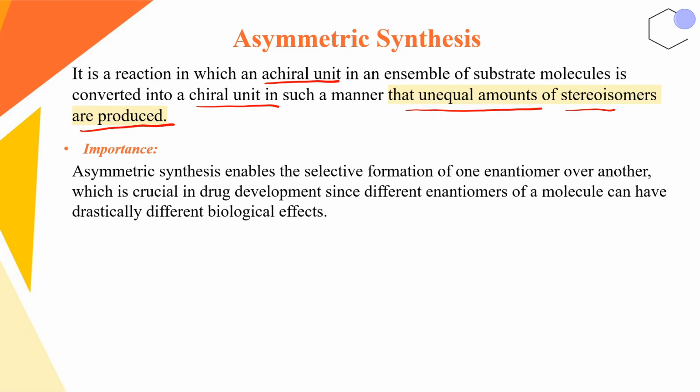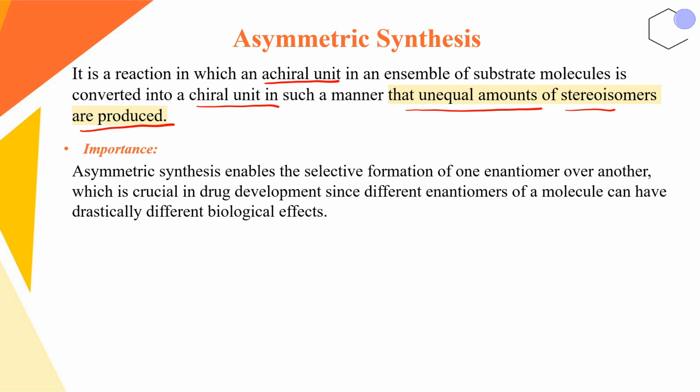Suppose you are converting a prochiral compound to a chiral compound. Now there are two types of stereoisomer that can be formed. Either the R enantiomer or the S enantiomer can be formed. Now asymmetric synthesis is termed when you are converting a prochiral compound to a chiral compound, but one enantiomer is major over the other.